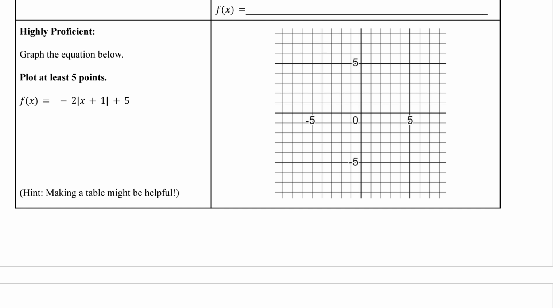One, I'm going to approach it like we have in the past with graphing quadratic equations, which are parabolas. The process is very similar. There's a lot of things they have in common. So I'm going to approach it that way, but I'm also going to pay attention to this hint down here that making a table might be helpful. So we'll do a combination of both.